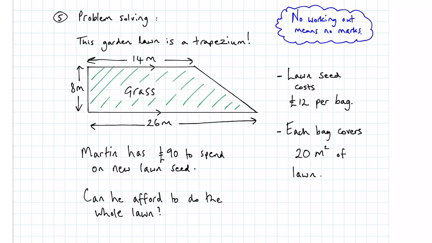If I give too much away, I'm doing it for you. So basically read the facts. We've got some information about some lawn seed here that someone's buying from a shop. And the idea is that someone is covering their entire garden in grass, using grass seed. That's the idea anyway. So Martin's got £90 to spend. Can he afford to cover the whole lawn? Please do show your working out. On to question 6.